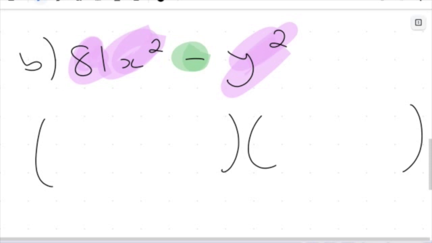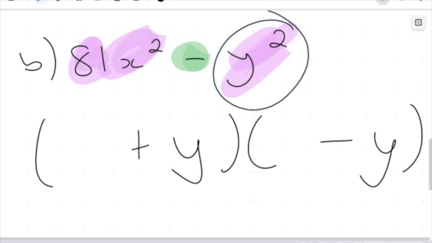The main thing I know is I'm going to have opposite signs here. And now I just want to find the square roots of my perfect squares, and they are going to lay in these blank spots here. Now I'll do the easier one first. y squared is a perfect square. What is the square root of y squared? Well, it is just y, because y multiplied by itself gives me y squared.